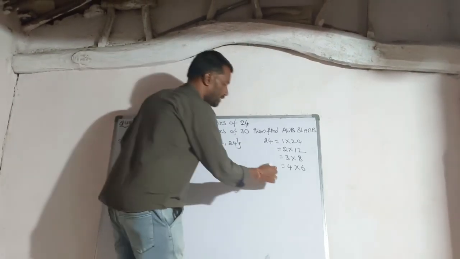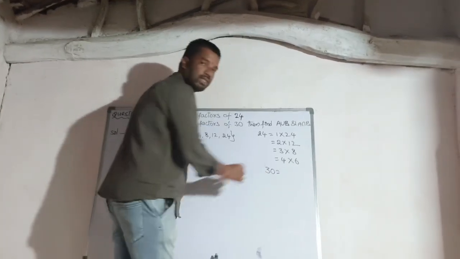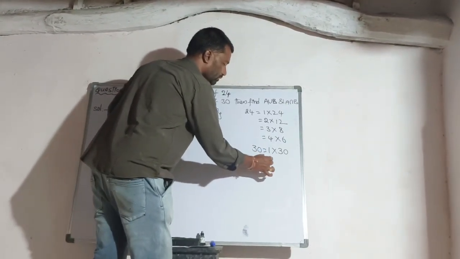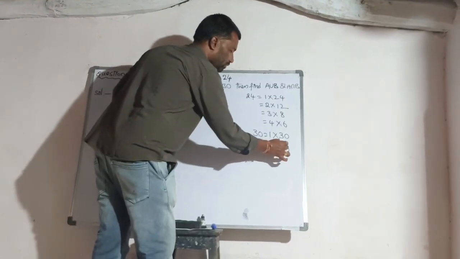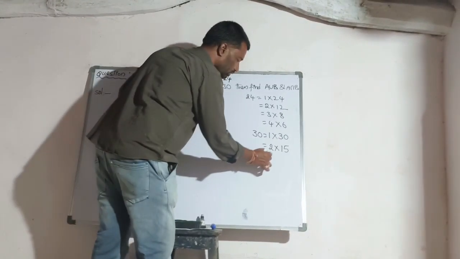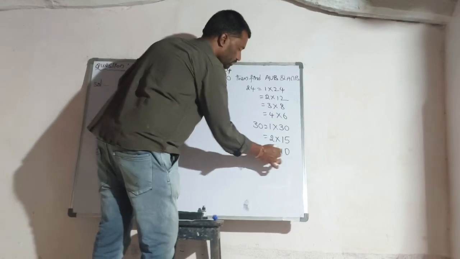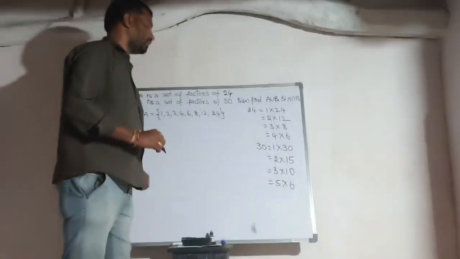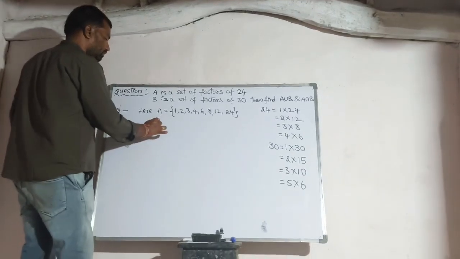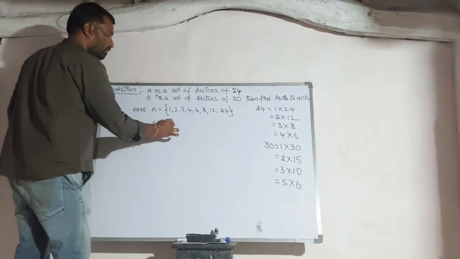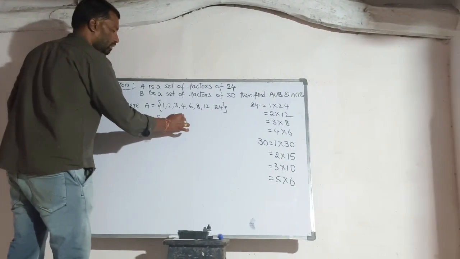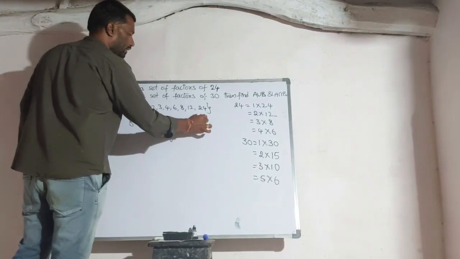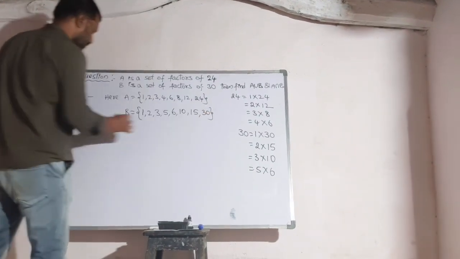Next I am finding factors of 30. 30 is equal to 1 into 30, 2 into 15, 3 into 10, 5 into 6. These are the factors of 30. So B is equal to 1, 2, 3, 5, 6, 10, 15 and the last one, 30.